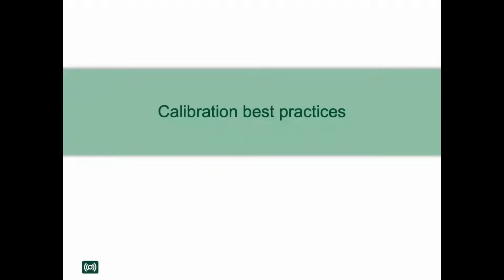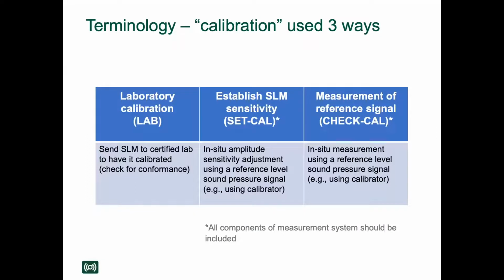We'll get started with the first topic, calibration best practices. To help discuss calibration, we define the term 3 ways in this presentation. The first is a laboratory calibration, abbreviated lab here. This is where you send a sound level meter to a certified lab to have it calibrated. The second is to establish sound level meter sensitivity, abbreviated here SETCAL. This is an in situ amplitude sensitivity adjustment using a reference level sound pressure signal, for example, a calibrator. And the third is the measurement of the reference signal, or check cal. This is also an in situ measurement using a reference sound pressure signal.